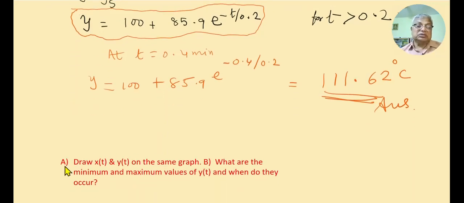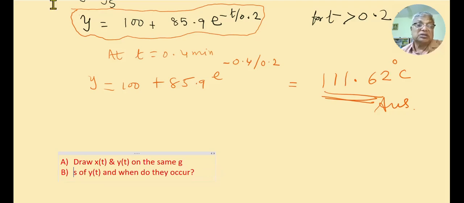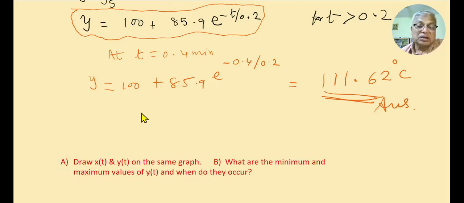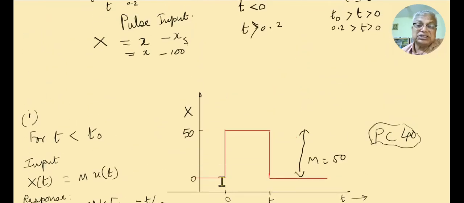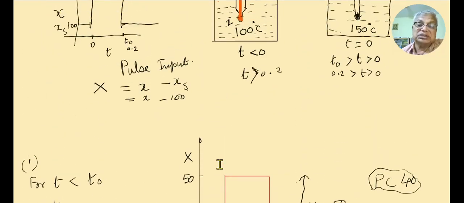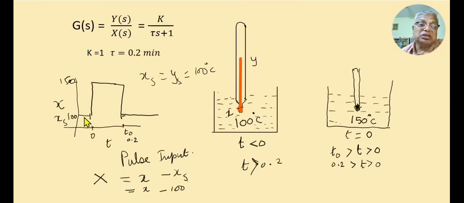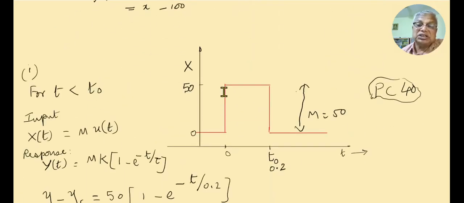The first question A is, draw x and y on the same graph. So how do you draw x and y on the same graph? X is simple. You plot in terms of small x, the actual variable. Anyway, the shape will be the same. Small x varying from 100 to 150.